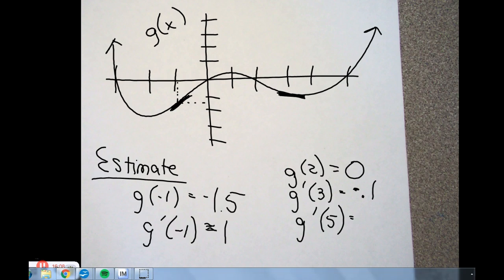So this needs to be a pretty positive number. Like that's steeper than this one was, right? So maybe 1.5 or 2-ish. I don't care about the precise number, neither does the AP test. Does it make sense what we're looking for?